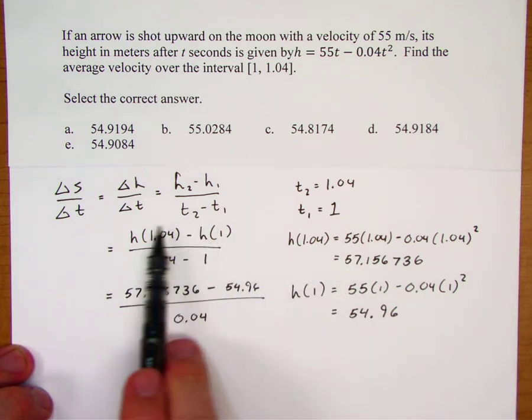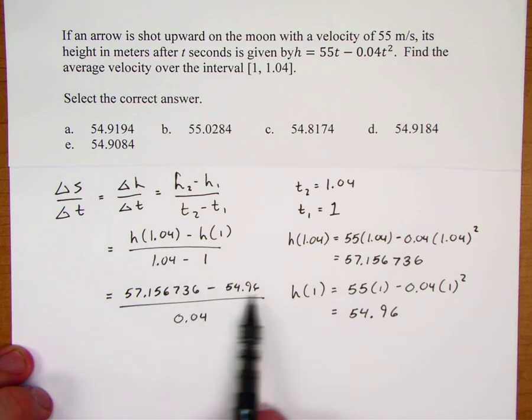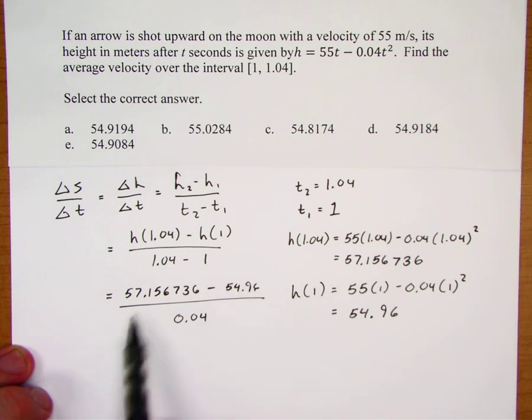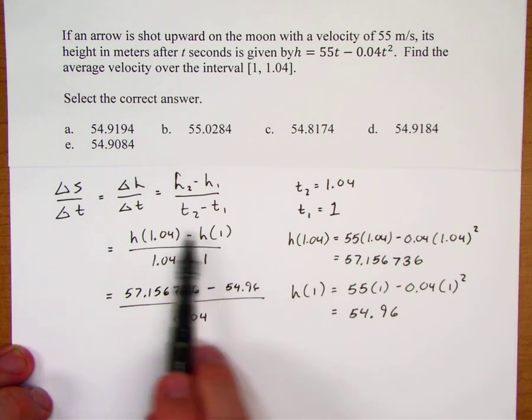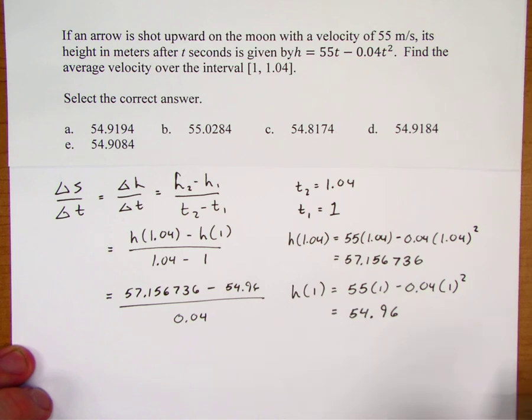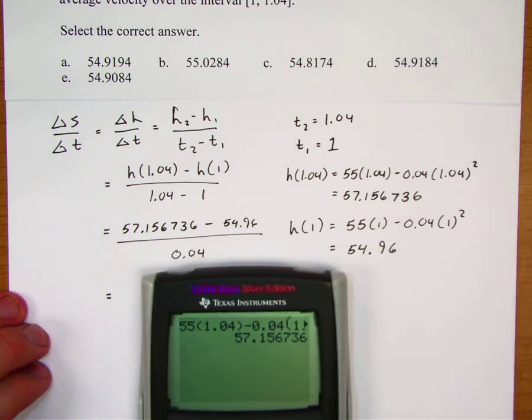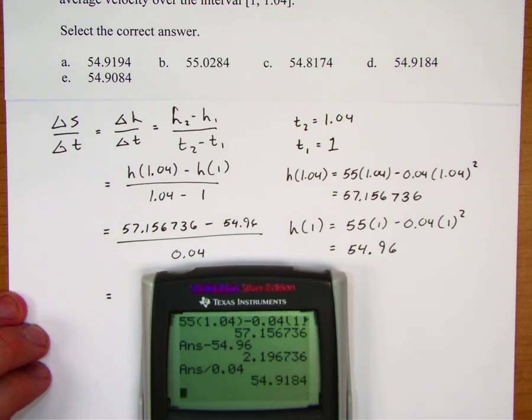This step right here actually shows everything that we have right here. This is a bit unnecessary because we're just going to go straight back to the calculator to evaluate this. But once you have this, make sure you show that you know how to calculate these values. So back on the calculator I've got my previous one in there, so I can take that one, subtract 54.96, and divide by 0.04, and I get 54.9184.